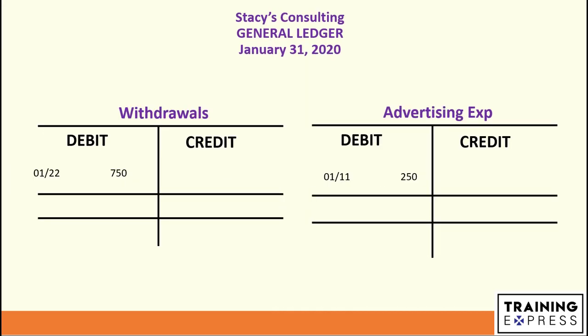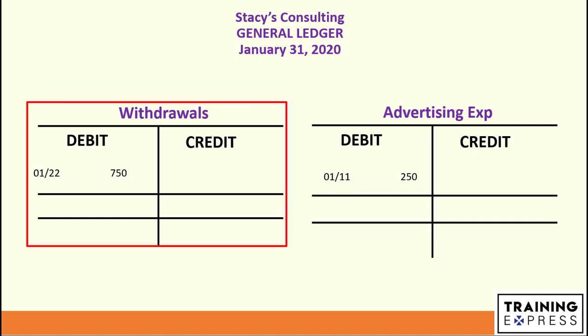Now let's look at the last two ledgers of today's discussion. You can see here we have got withdrawals and advertising expense. So let's look first at withdrawals. On the debit side, we have got one transaction, and on the credit side, we have no transaction.